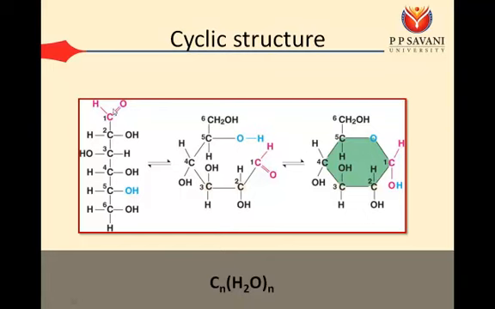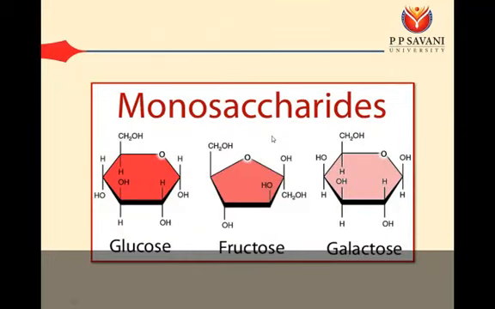So what will be the formula for glucose? Glucose has 6 carbon, so n will be 6. So it will be C6. If we keep 6 outside the bracket and open the bracket, H2 will be multiplied by 6 and become H12, and O will become 6. So the chemical formula for glucose will become C6H12O6.